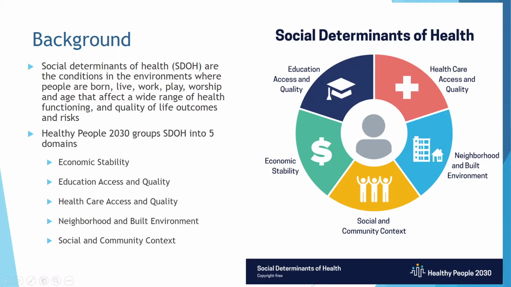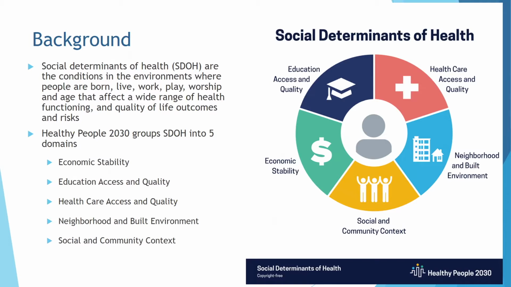Education access and quality is the connection of education to health and well-being, and it includes key issues from early childhood education and development to language and literacy, to graduation from high school and enrollment in higher education. Healthcare access and quality is the connection between people's access to and understanding of health services and their own health. And it includes issues such as access to health care and primary care, health insurance coverage, and health literacy.